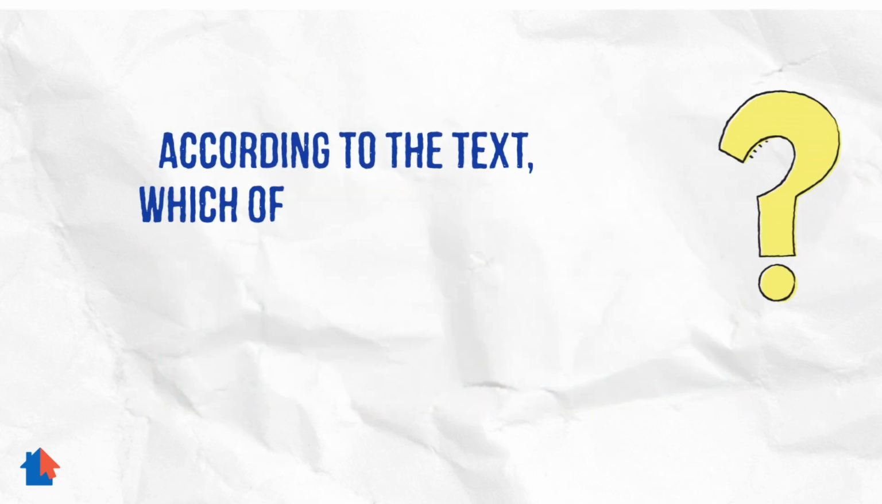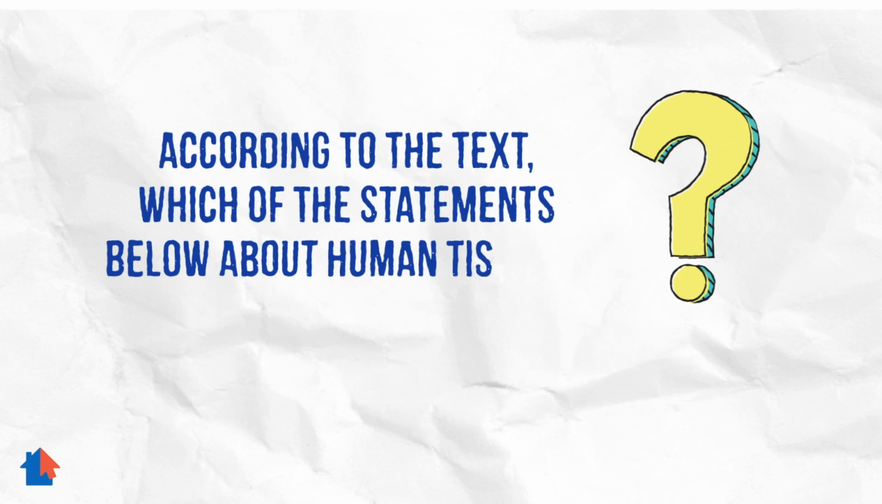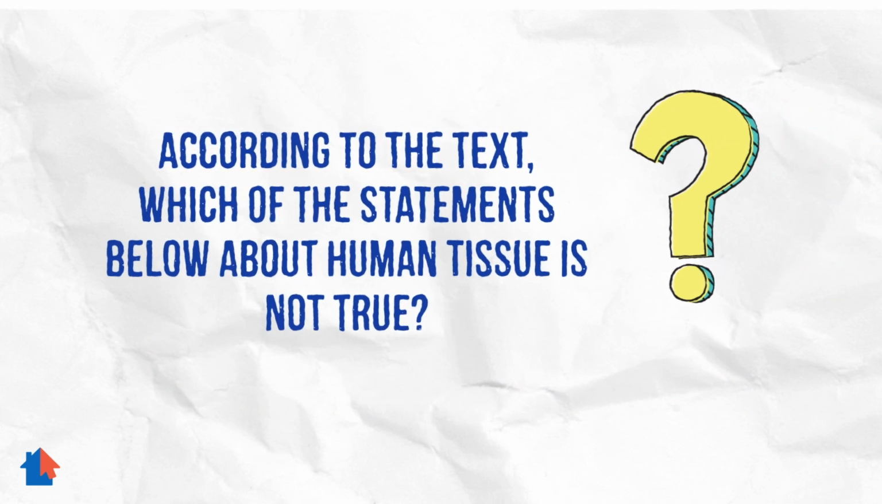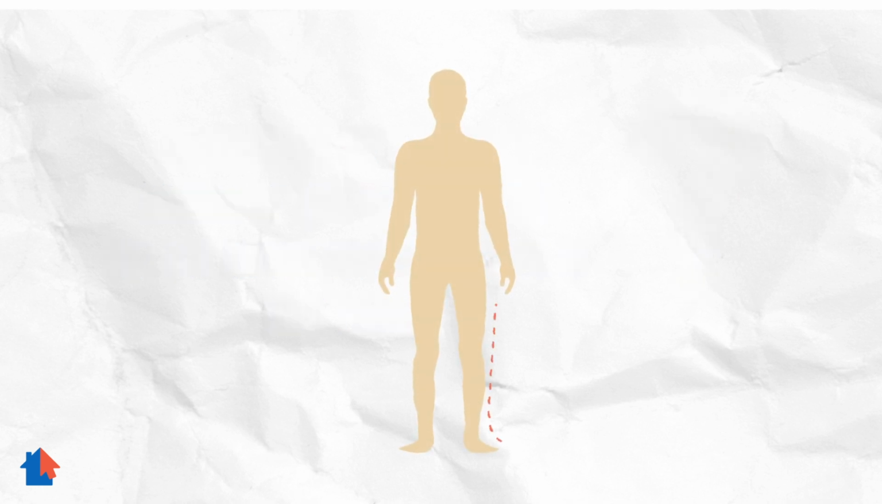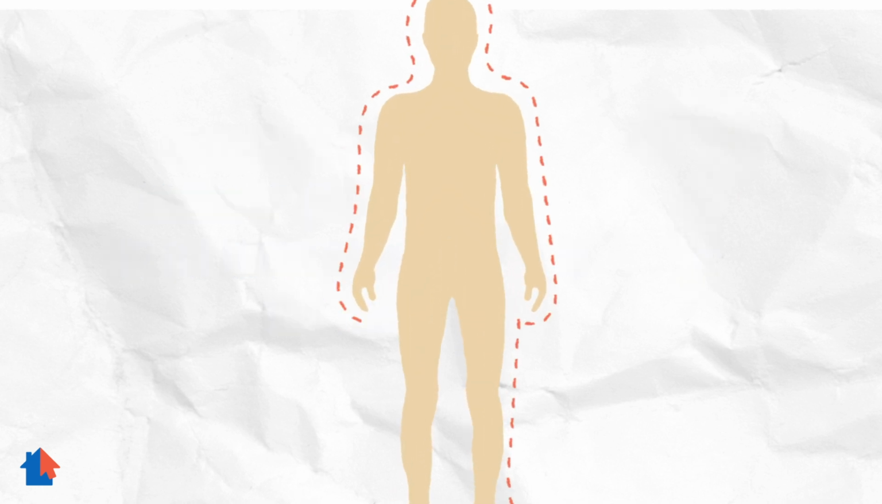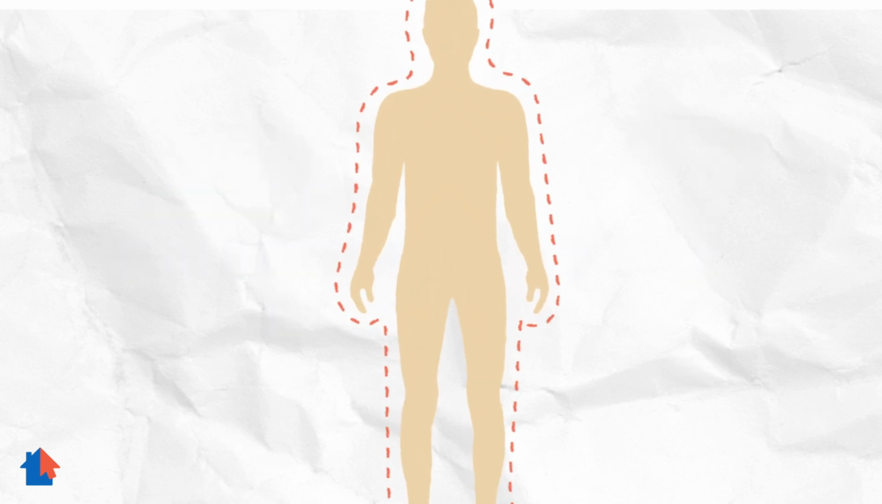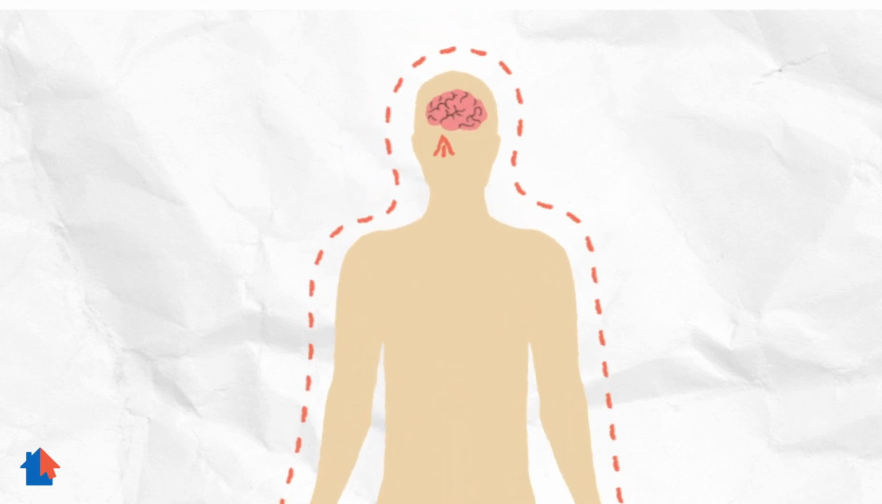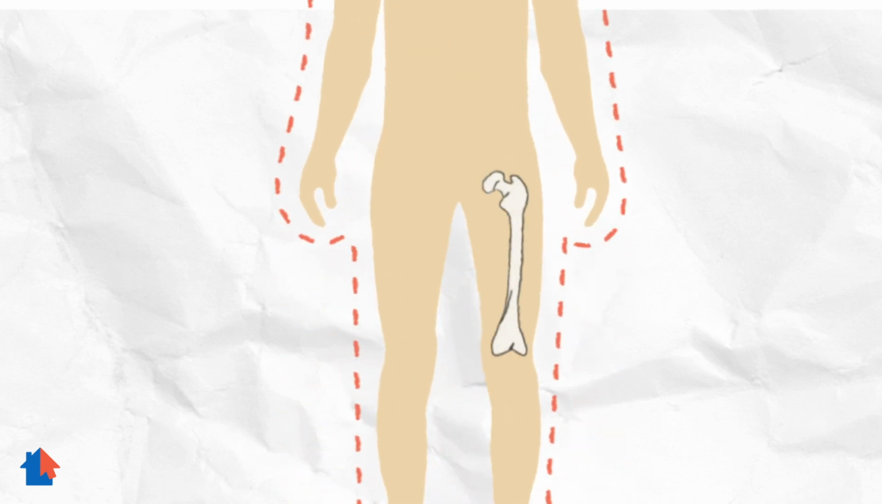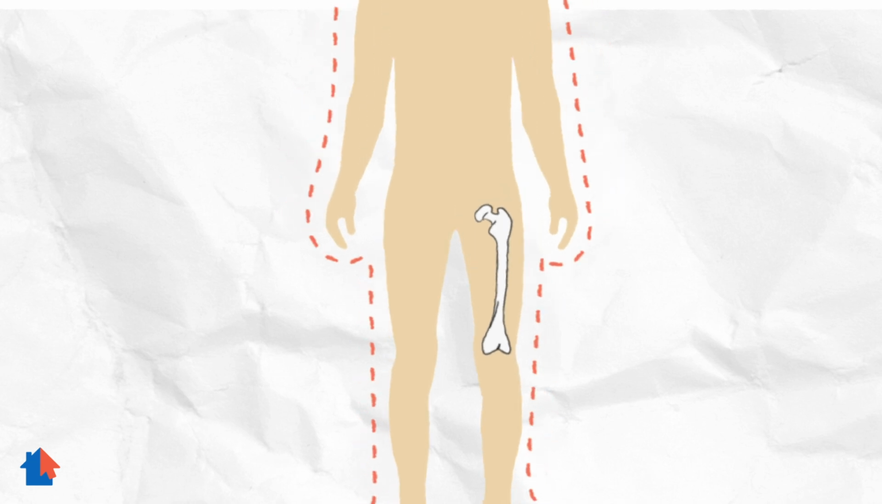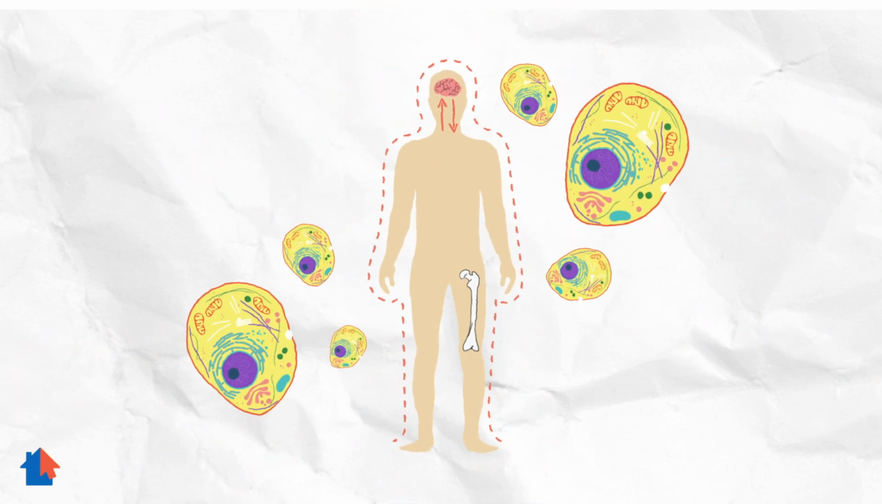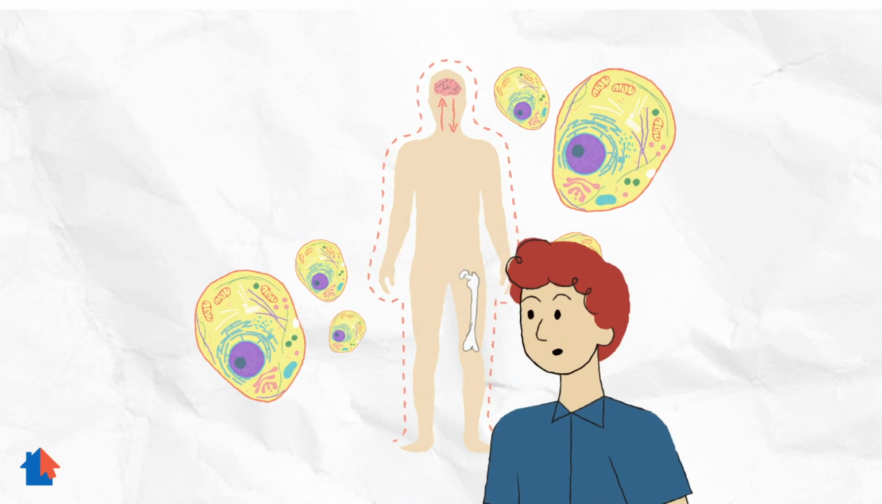According to the text, which of the statements below about human tissue is not true? A. A major function of epithelial tissue is to cover and protect parts of the body. B. Nerve tissue carries messages to and from the brain. C. Bones and blood are made of muscle tissue. D. A tissue is a group of cells that have the same shape and function.